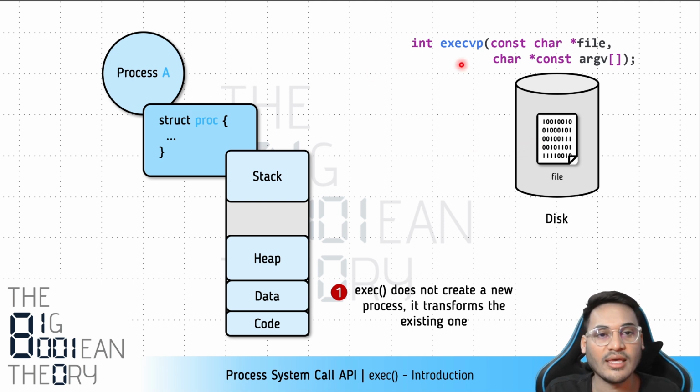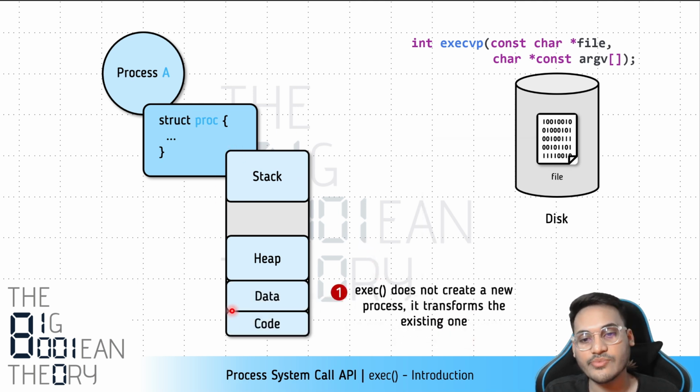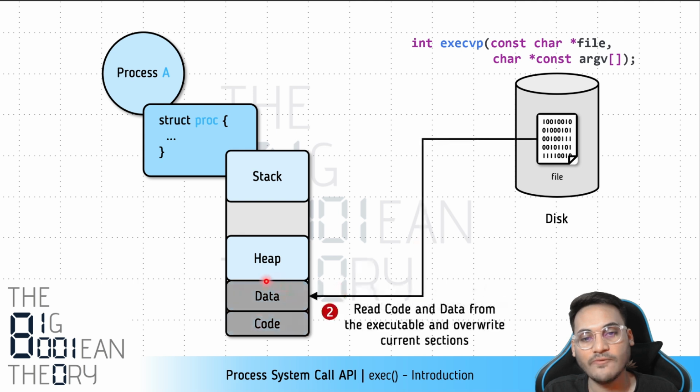So after the exec system call is made, let's see how the exec call transforms this process. The first thing that is done is that it will read the code and the data from the executable and override the current sections. So this was how the process address space looks before we invoke the exec call. It has some different code, some different data, and when the exec call is made, all of this will be replaced by the instructions and data from the new program, right?